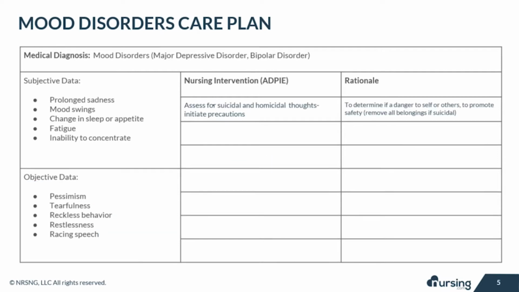Now let's look at our nursing interventions. So you will assess your patient for suicidal and homicidal thoughts and initiate precautions per protocol in your organization or doctor orders. So you want to do this to determine if there's any danger to themselves or others. You want to always promote safety overall. Remove all their belongings if they're suicidal. That way they don't have any weapons available to use.